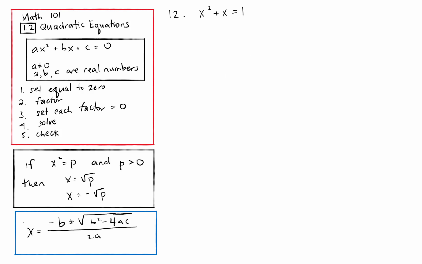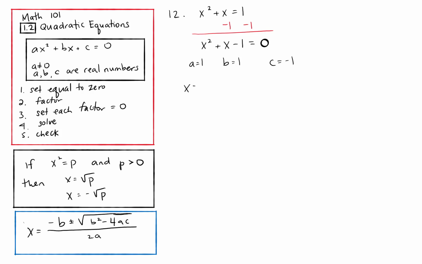Alright, with number 12, we are going to go ahead and do the same quadratic formula. I once again have to move all the terms to one side. So we're going to end up with x squared plus x minus 1 is equal to 0. And so my a is 1, my b is 1, my c is negative 1. Once again, being very careful with our values and our coefficients and our positives and negatives.